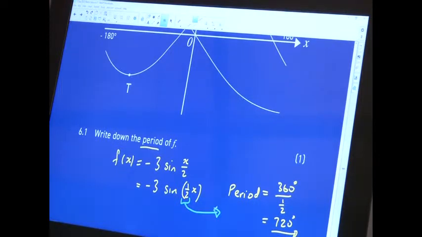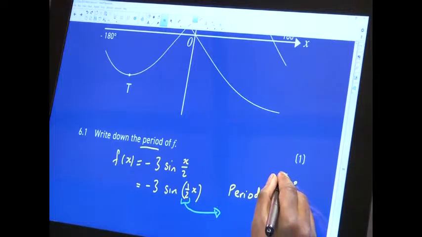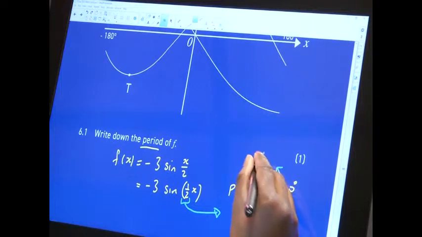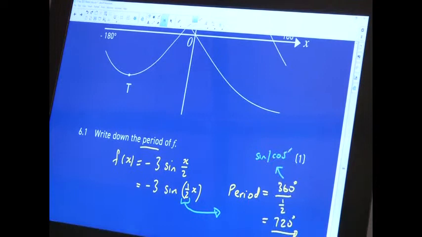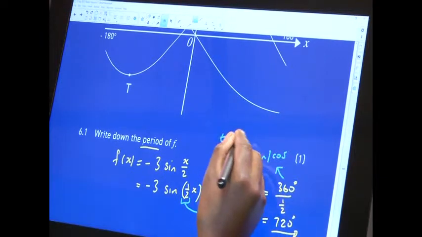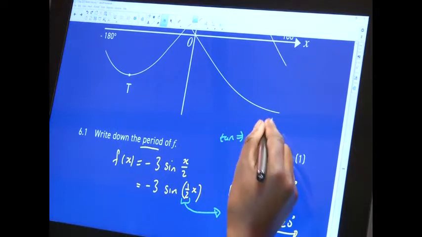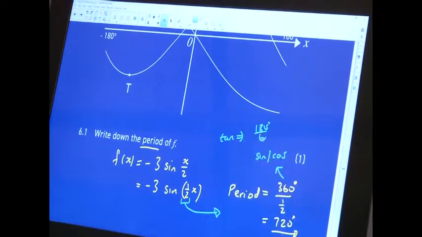One person says, why 360? Well, because the primary period of a sine graph and a cosine graph is 360. So this is always going to be the case if you are dealing with the graph of sine or the graph of cos. If you are dealing with the graph of tan, it is not going to be 360. For tan, it's going to be 180 divided by whatever the coefficient of x you are dealing with. So just be mindful of that.